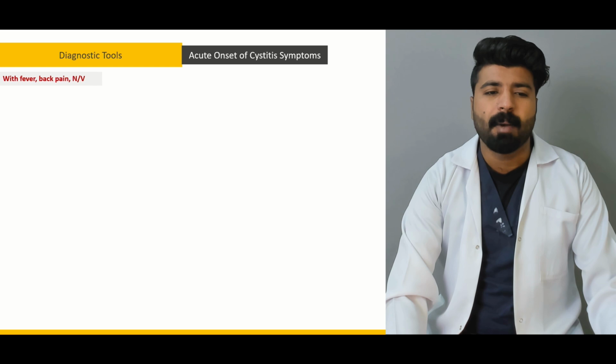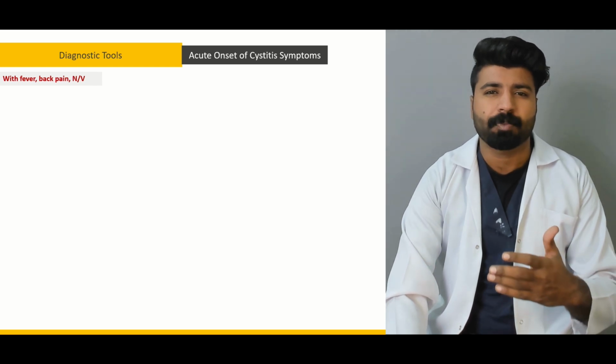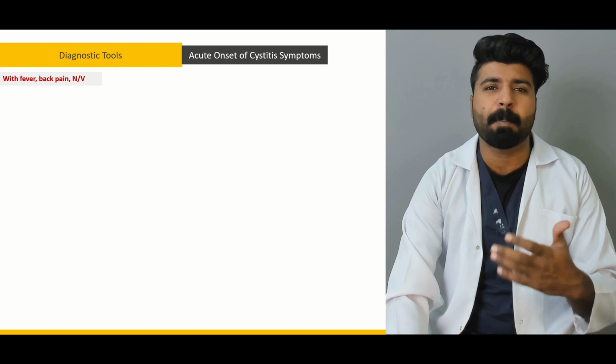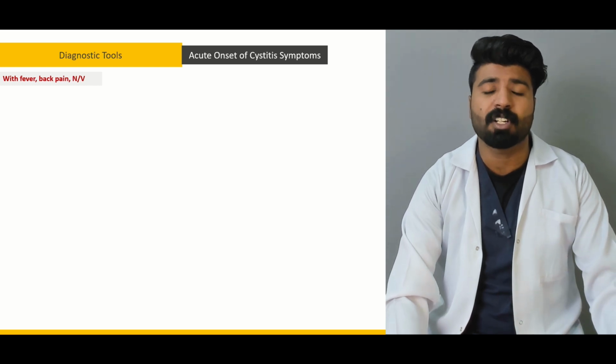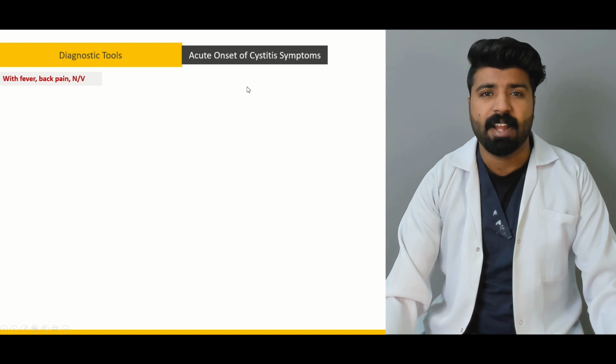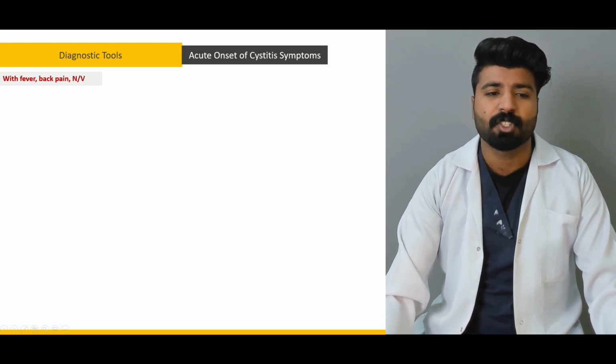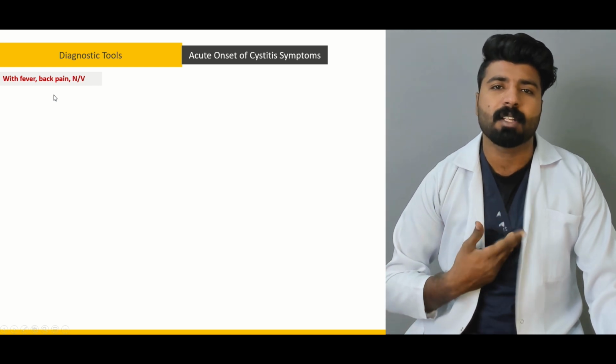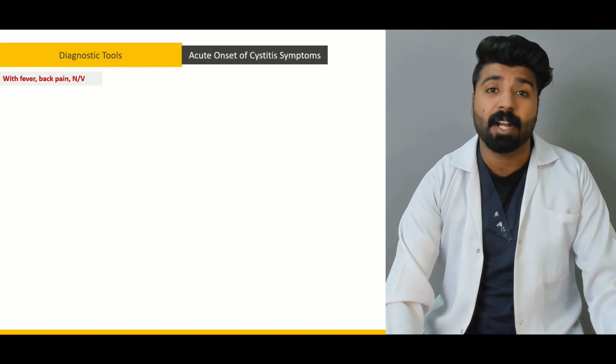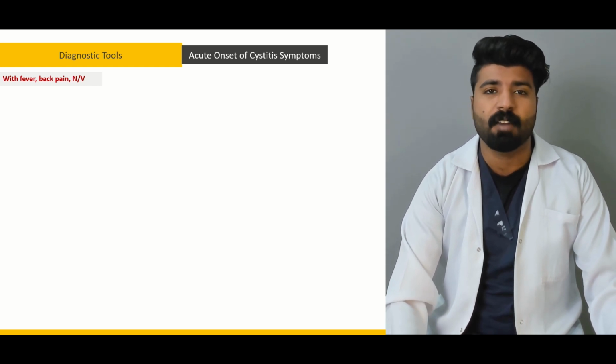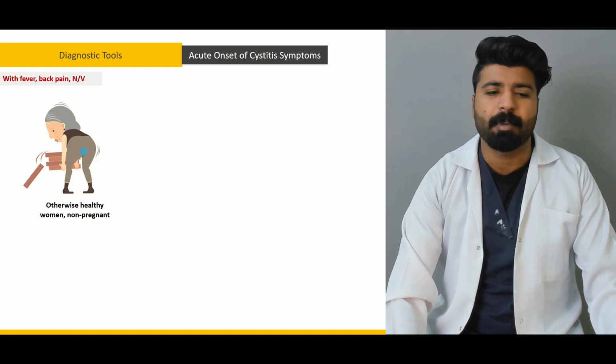Next on, what are the symptoms that the patient will be presenting to you with on acute onset of cystitis symptoms? It's going to be with fever, back pain, and nausea and vomiting. N/V stands for nausea and vomiting. You will hear about a lot of nausea and vomiting, so for your convenience, we write N/V. So the acute onset of cystitis symptoms are fever, back pain, nausea, and vomiting.